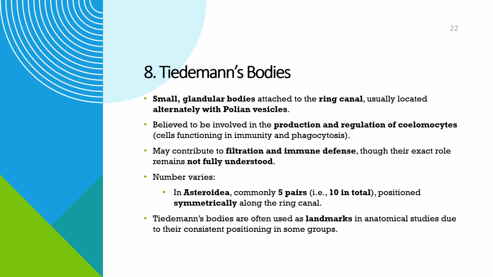In many textbooks it is written that the function of the Tiedemann bodies is not known. But in some, it is mentioned that they are concerned with the production and regulation of coelomocytes. Their number varies. As I said, in Asteroidea we will observe only 5 pairs, that means 10 in number, positioned symmetrically along the radial canal.